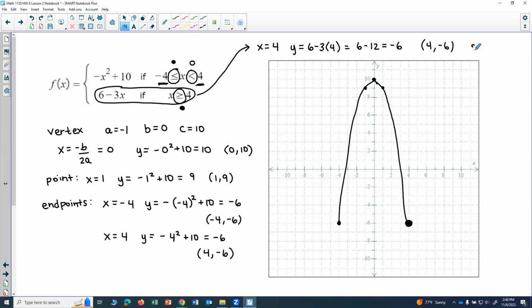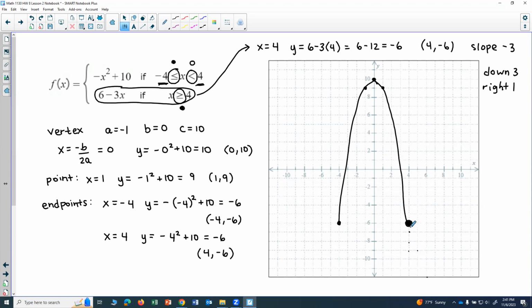The second point that I'm going to find is going to be based on my slope. My slope, if you look at that line, is negative 3. And so that tells me that from that point, I'm going to go down 3 because it's negative, and I'm going to go to the right 1. So rise over run, down 3 to the right 1. So I go down 1, 2, 3, and to the right 1.